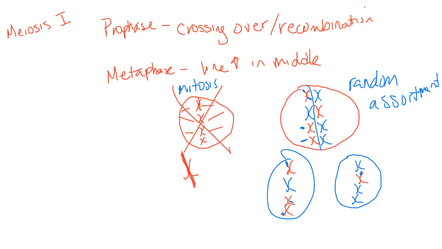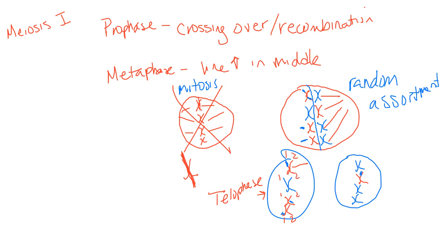Then we go through anaphase. These got pulled apart, and in telophase, we split them. So now this is after telophase that we're looking at. And we still have 2 copies of every chromosome: 1, 2, 1, 2, 1, 2, 1, 2.